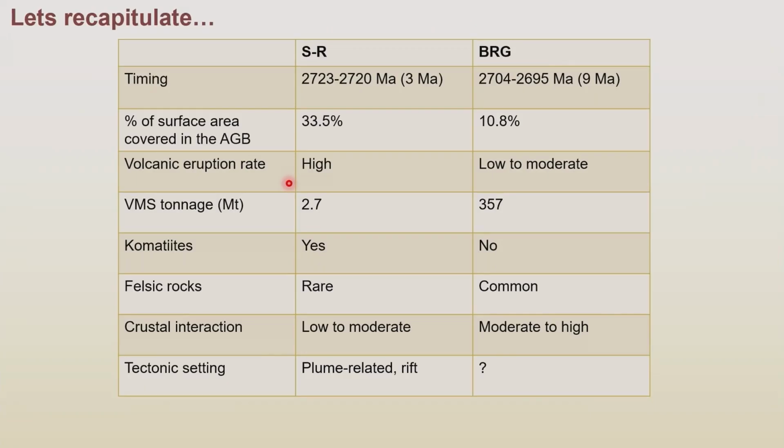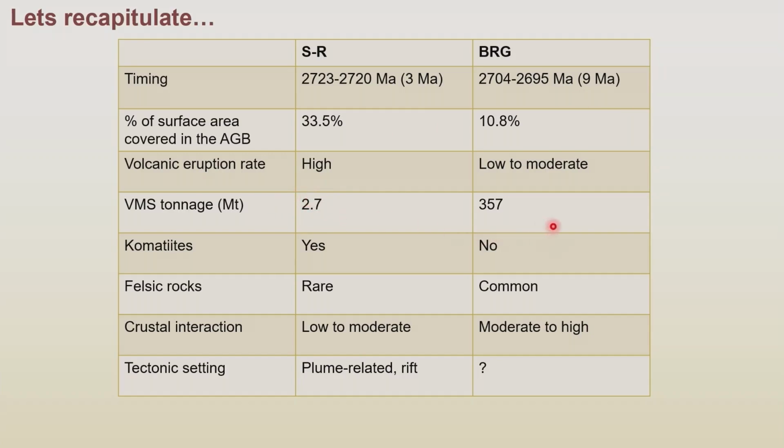So recapitulating, what are the characteristics of each site? So the Stoughton-Roquemaure was put in place in only 3 million years. The Blake River has been in place in 9 million years. And the surface area that Stoughton-Roquemaure covers is a third, the Blake River 11 approximately. So we can intuitively think about the volcanic eruption rate. So for the Blake River, it has to be high, and for the Stoughton-Roquemaure, tends to be low to moderate. So we already checked the BMS tonnage for both.